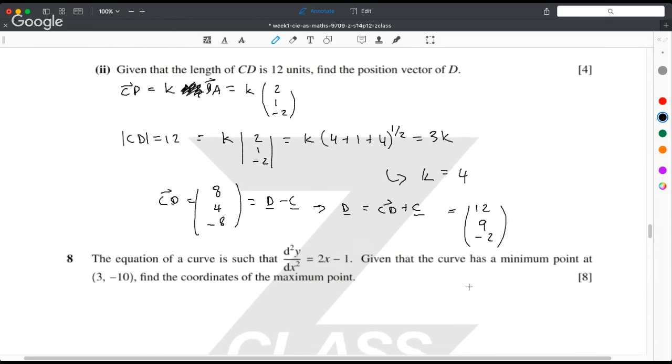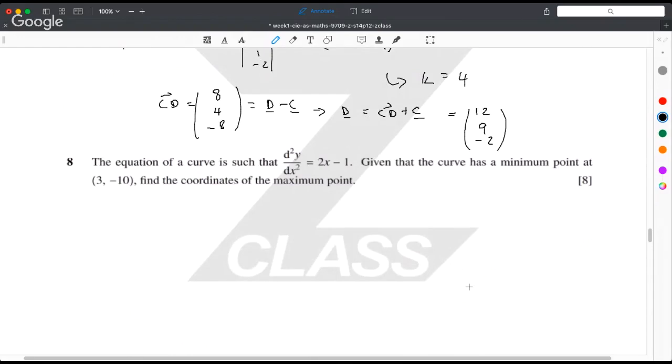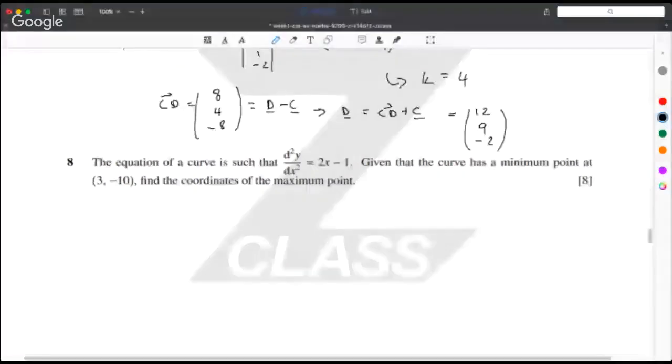Okay, question 8. So here we're given a second derivative of this curve, and essentially we have to integrate it. The second derivative tells us something about the nature of various points, but it doesn't tell us where those points are. It's the first derivative that tells us where the stationary points are. So we're going to need to integrate this back to get the first derivative.